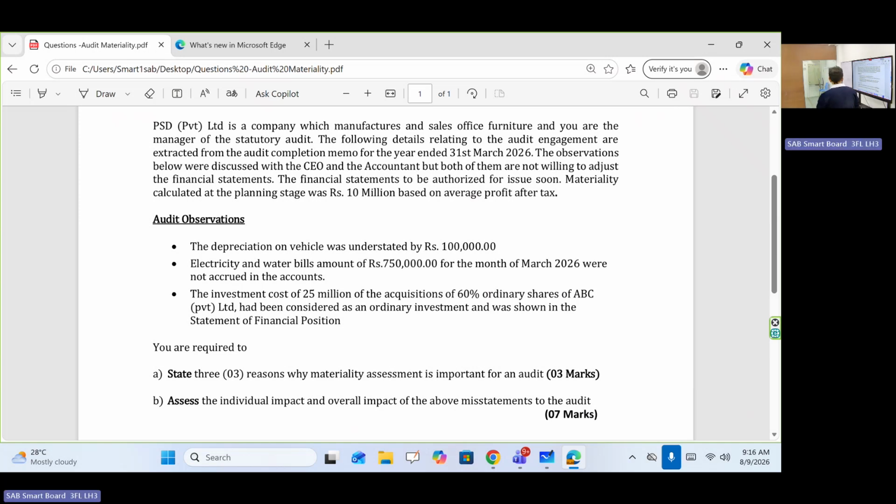The topic is audit materiality. Question: BSAA Private Limited is a company which manufactures and sells furniture, and you are the manager of statutory audit. The following details relating to the audit engagement are extracted from the audit completion memo for the year ended 31st March 2026.